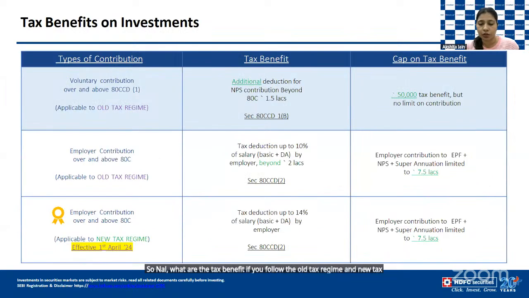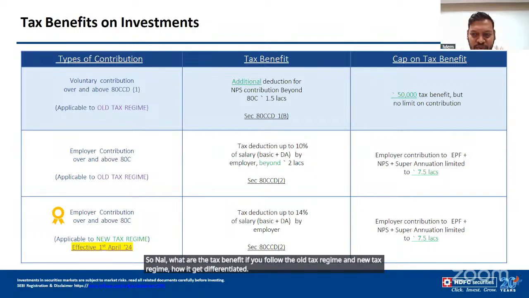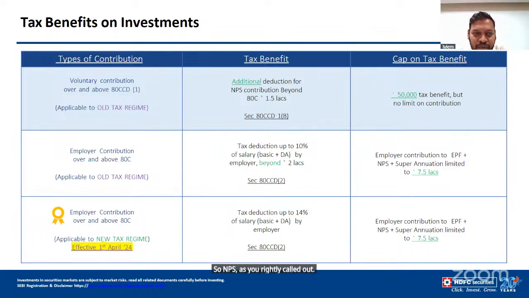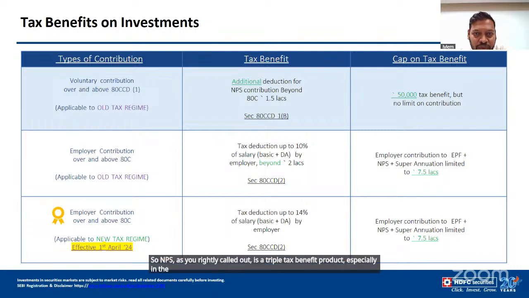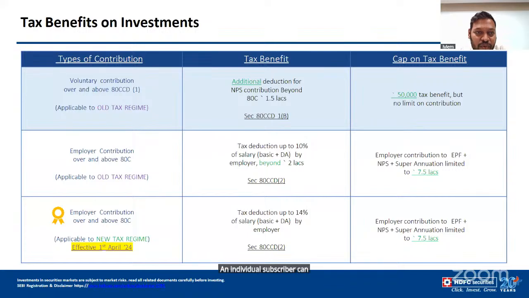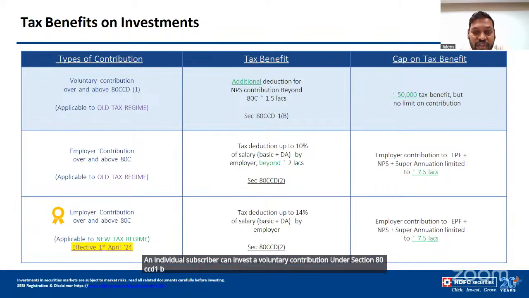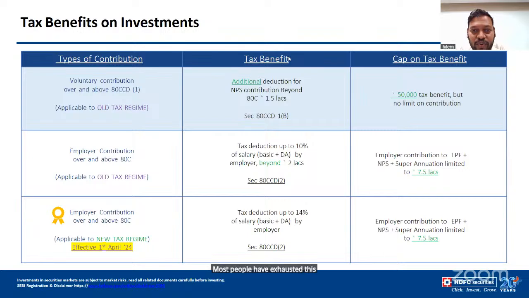How does it get differentiated? So NPS, as you rightly called out, is a triple tax benefit product, especially in the old tax regime. An individual subscriber can invest a voluntary contribution under Section 80CCD(1B), which is above and beyond the contribution that they have made to their 80C, that is a 1.5 lakh limit. Most people have exhausted this bucket either through ELSS, LIC, etc. So 80CCD(1B) is the voluntary contribution that they can make additionally.